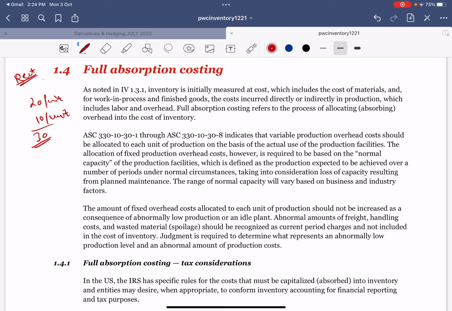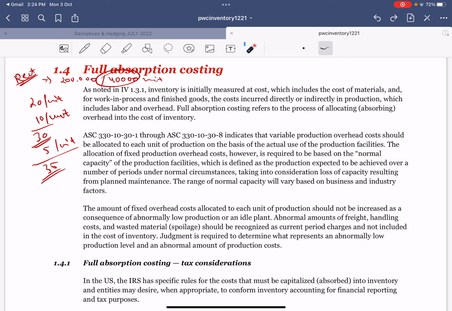So we have to assume a rent of 200,000 per month, and in one month we are expected to make, let's say, 40,000 units. So per unit rent is 5, so we include 5 in this, making it 35. So 40,000 is our normal production capacity.